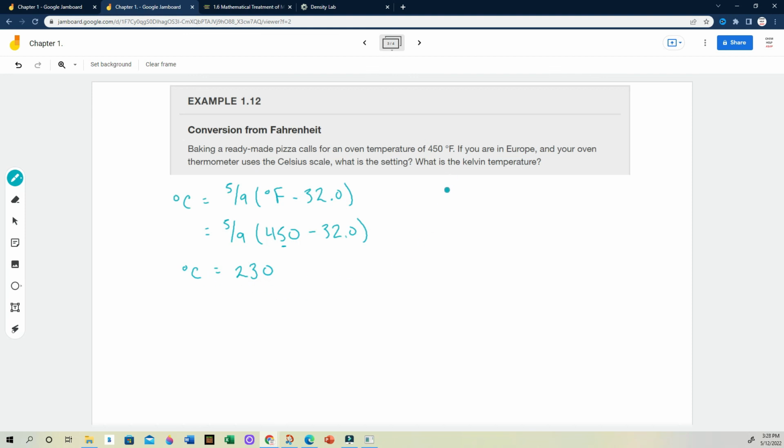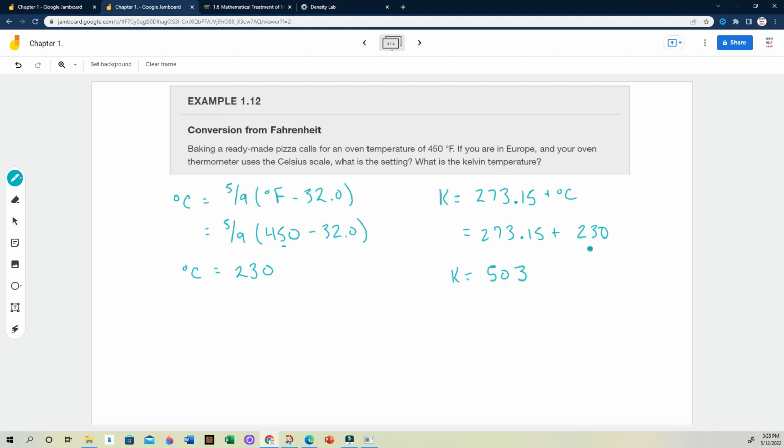Okay, let's do Kelvin. So Kelvin is going to be 273.15 plus our degrees Celsius. So that is going to be 273.15 plus, again, our 230, which we just calculated. And that gives us a Kelvin of 503, except we need to check sig figs.